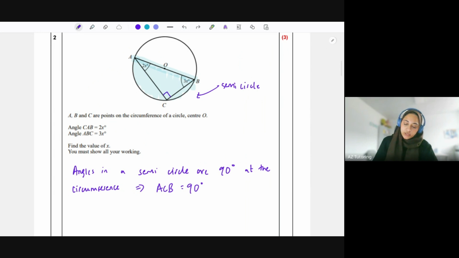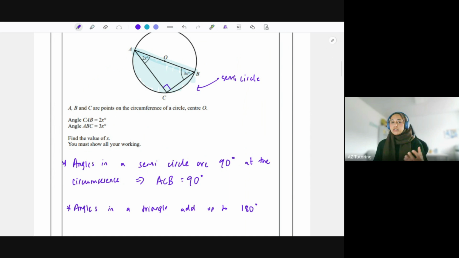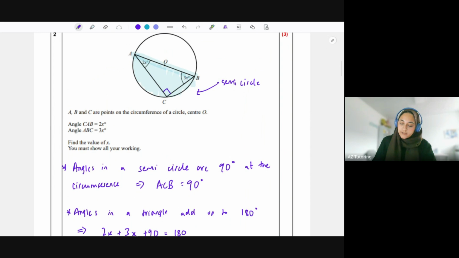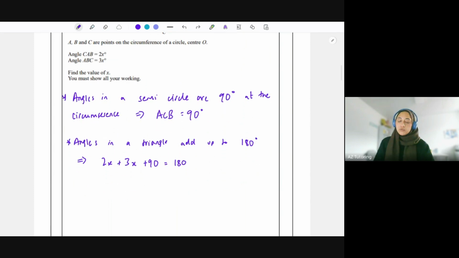So now we can find x because we know angles in a triangle add up to 180 degrees. The reason why this is 3 marks is they want your reasoning. A lot of people just assume that the examiner will know that you know angles in a triangle add up to 180, but you should write it down. So saying this statement, we can say that 2x plus 3x plus 90 equals 180 degrees because we've got 3 angles in that triangle. So adding them all up together, making it equal to 180, and we're solving this to find x.